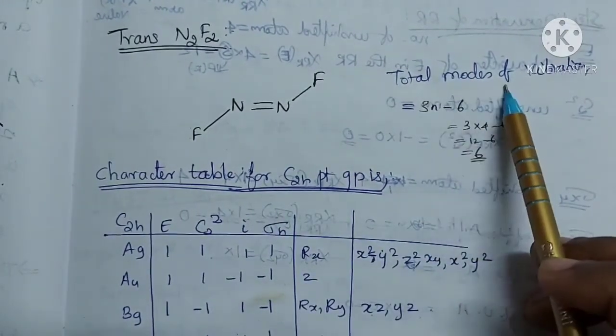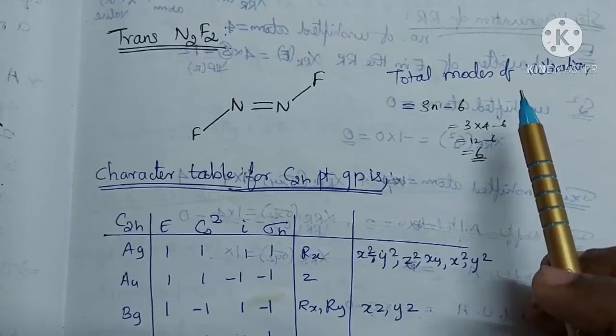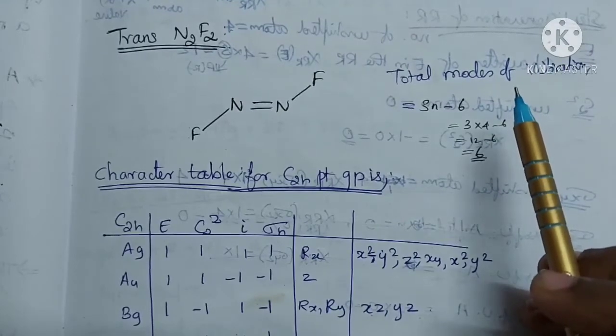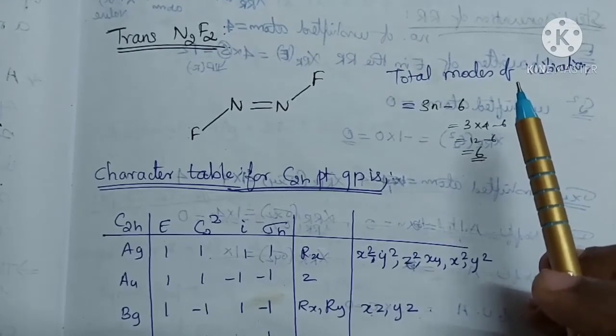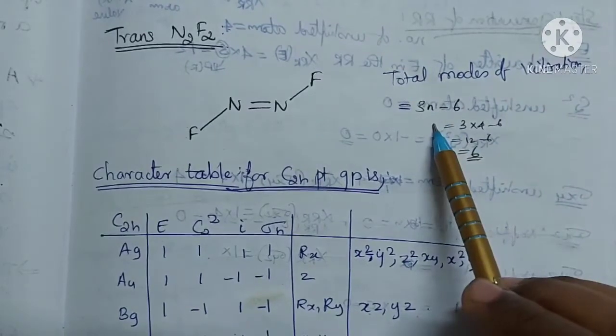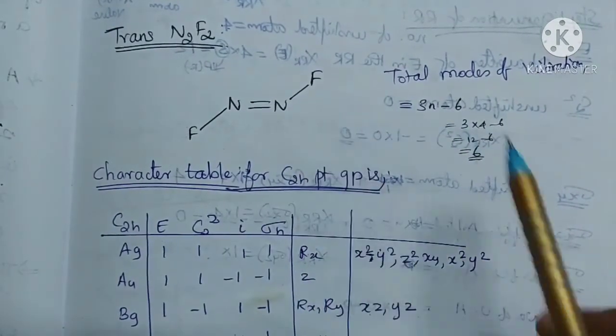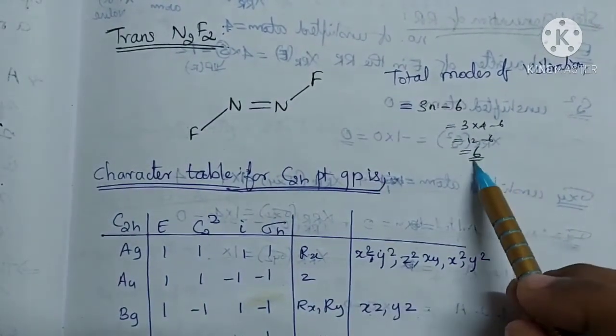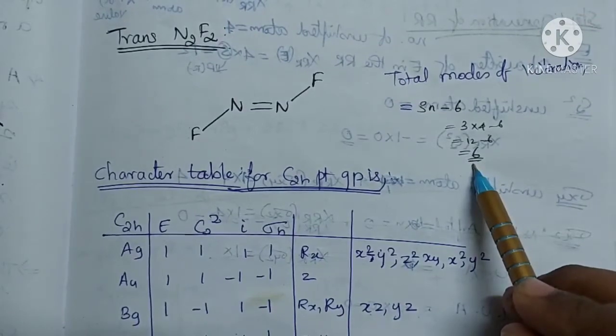Now the total modes of vibration, we have a formula, that is 3n minus 6. If you have doubt, you can check in the previous videos. Here n is the number of atoms and we have 4 atoms. So 3 into 4 minus 6 is 6. So we have 6 modes of vibration in trans N2F2. Now we are going to find these 6 modes using group theory.